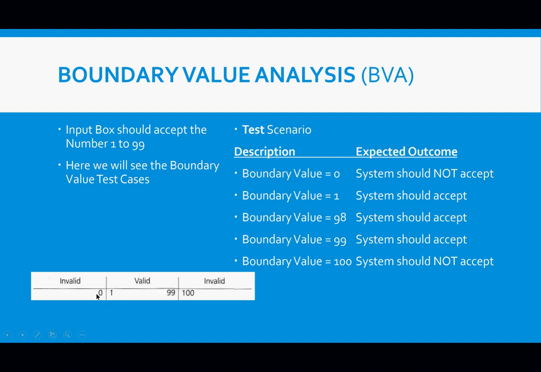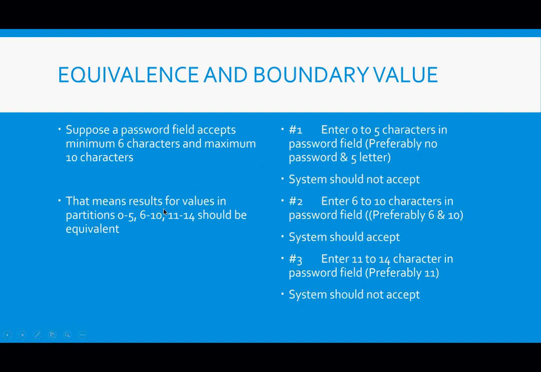But in a simple scenario, you just say, I consider 0 as not accepted, I consider 1 as accepted, I consider 99 as accepted, and I consider 100 as not accepted. So you have your valid data as 1 and 99, and your invalid data as 0 and 100. Those are how you want to write your test cases for that.